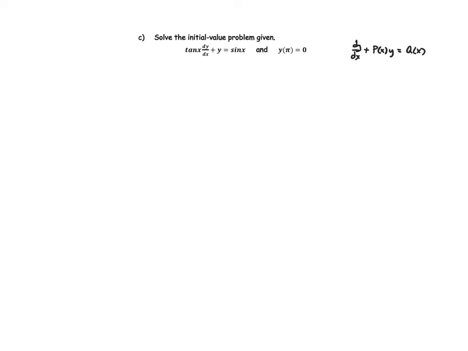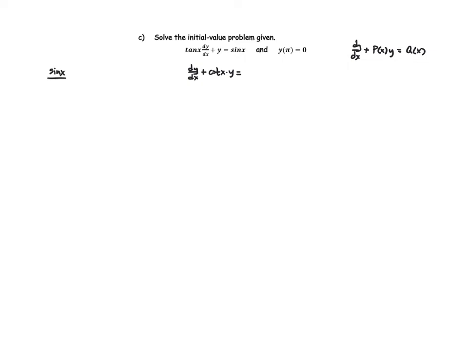Okay, so I'm going to need to divide everything by tangent. Now, let's talk this through. If I divide everything by tangent, I would get y over tangent, or cotangent of x times y. And if I divide sine x over tangent, let's do that.